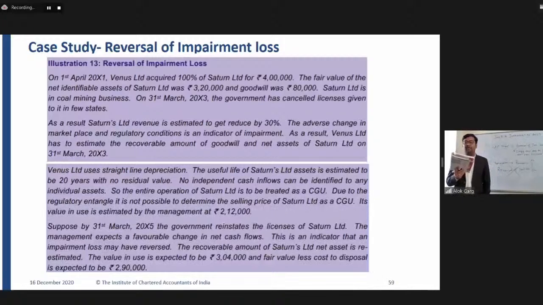So value in use is given and fair value less cost to sell is given: 3,04,000 and 2,90,000. So what is recoverable value? It is the higher of fair value less cost to sell and value in use. Now we need to calculate the impairment and the reversal of impairment. So let's solve this particular illustration.